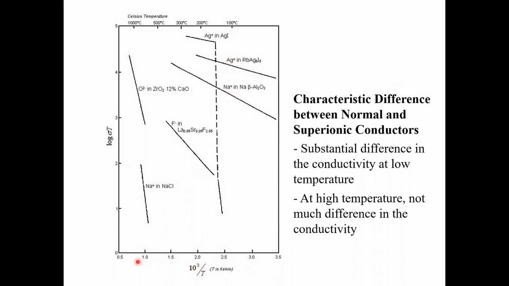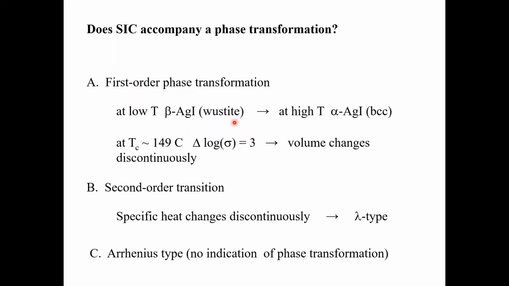Whereas if you approach the high temperature to the left, it looks like they're going to converge. If you look at their high temperature behavior, there's not much substantial difference in their conductivities, but it is the room temperature or low temperature conductivity that actually distinguishes this group of superionic conductors. That's characteristic of superionic conductors.